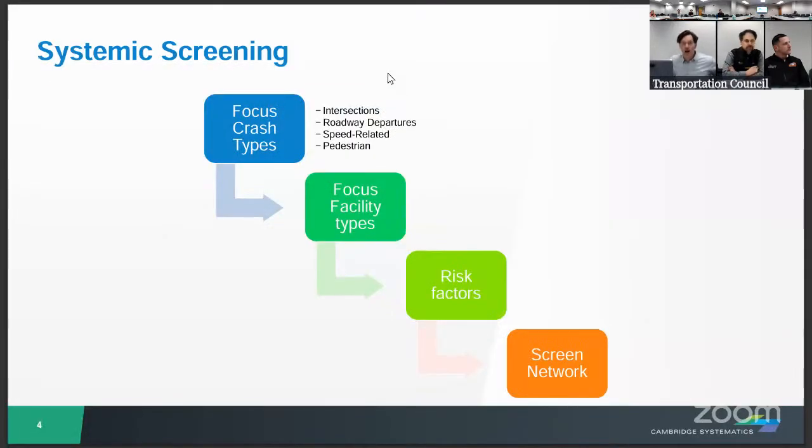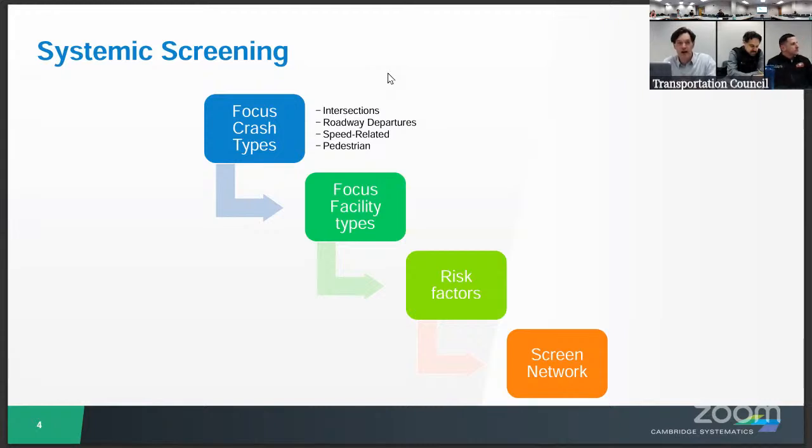Systemic screening, just to take a step back: in the safety plan, we really have two sets of crash analysis. The first, which we've shown quite a bit of, is looking at hotspots. So looking at those particularly discrete locations, segments, and intersections that are overrepresented for crashes, that have that historical pattern of them. Conversely, systemic screening is more of a risk-based approach.